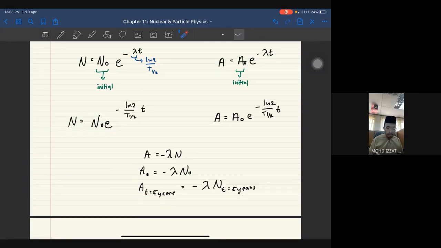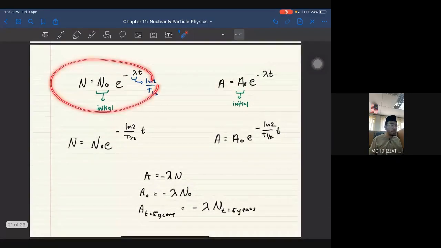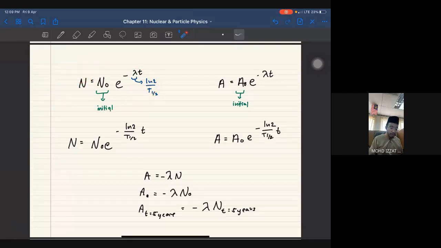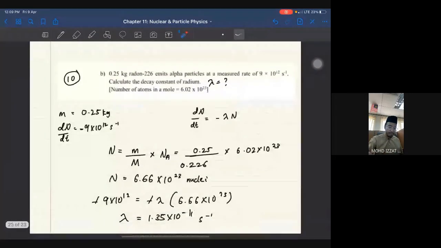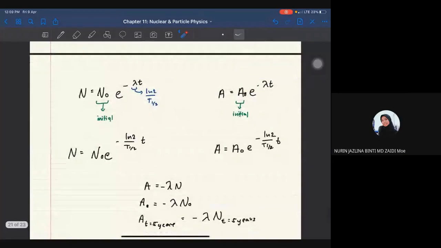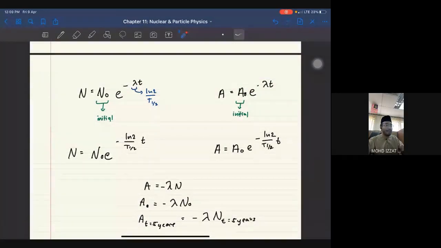So, apa saya tunjuk benda ni? Sometimes they ask you to use this formula and they ask you to find N after certain years lah. And then final question dia kata, find the activity. So, you have to convert N ni kepada A tu. So, you have to use this formula. Okay, understand tak? Faham, sir. Okay, kalau faham, kita berhenti sini dulu. Next week kita jumpa and try to do all the questions and we discuss the question.